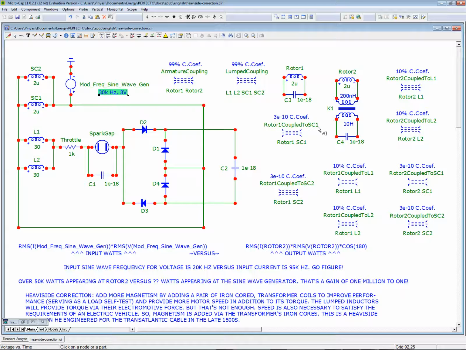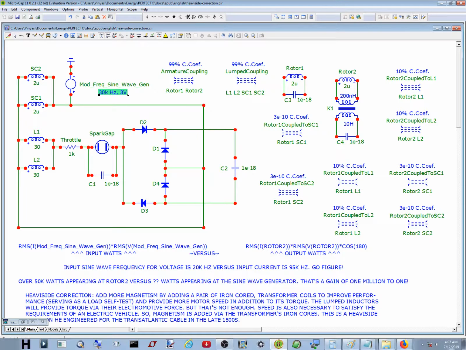I think that's everything at the moment. So onward. I'll let you know later on how I'm doing.